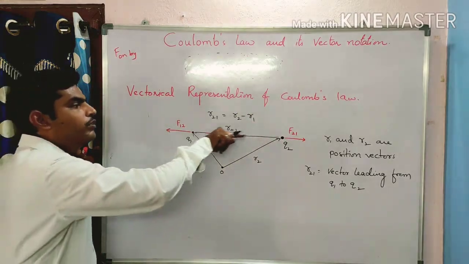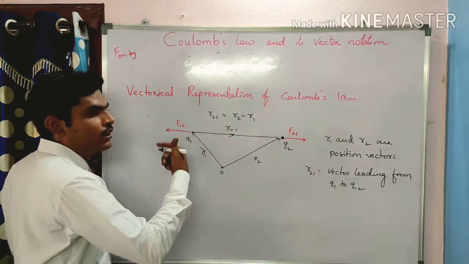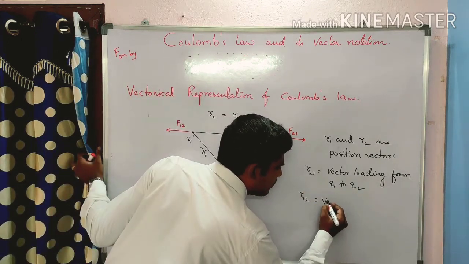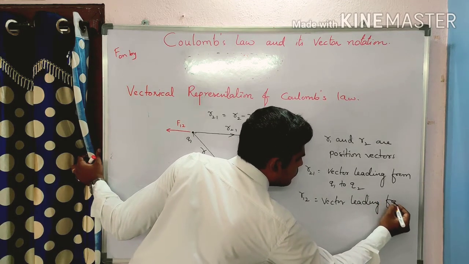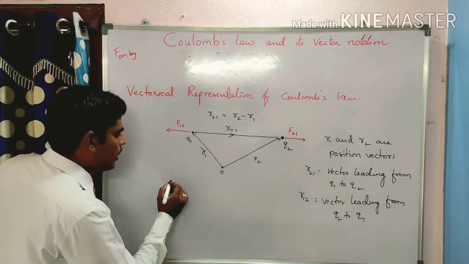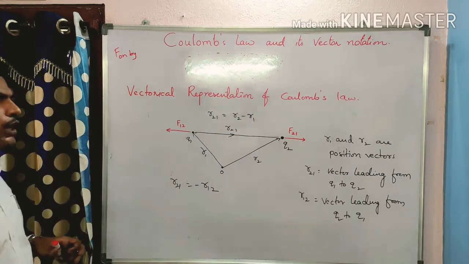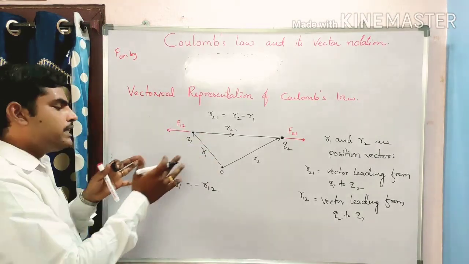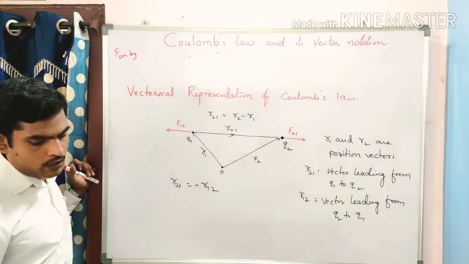We take this as the direction of the force. So if it is R21, we can take it like this. Let us take it like this, R12. This is the vector leading from Q2 to Q1. Whatever it may be, the magnitude is the same. R21 is equal to R12 but opposite in direction. Whether we take R21 or R12, the magnitude is the same. The force between these two is the same, only the direction is different. So R21 is equal to minus R12, we will write.